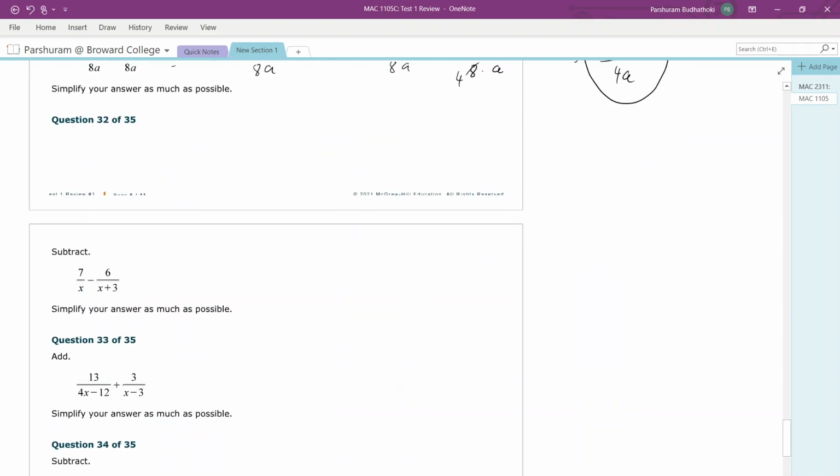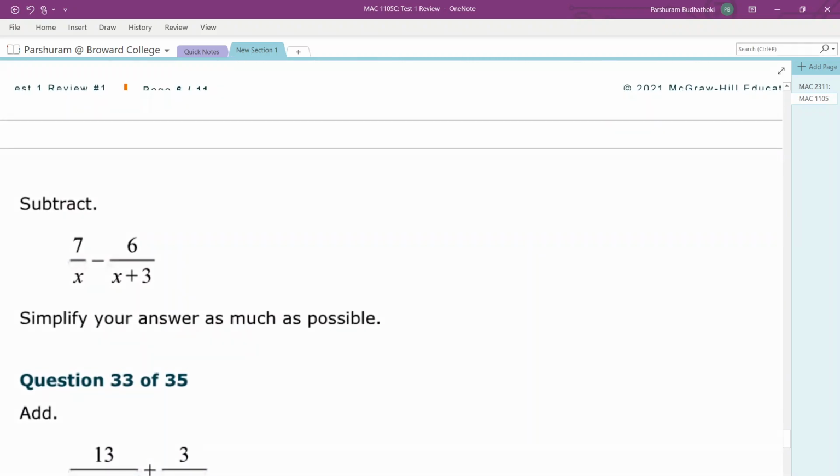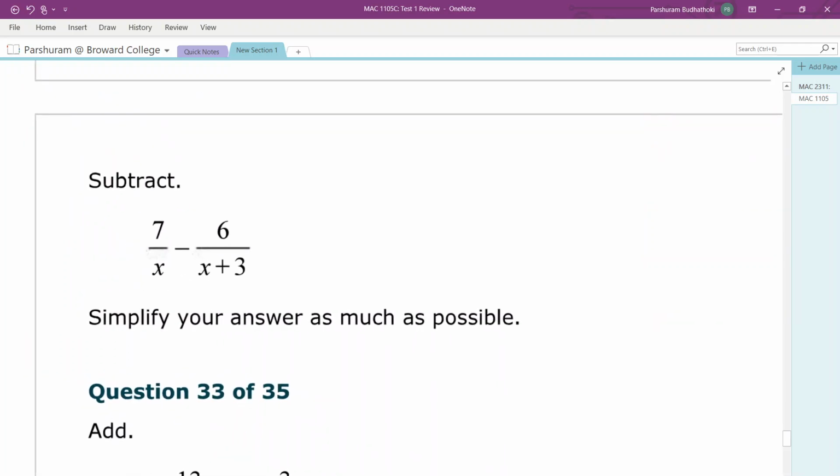For problem 32, to subtract a rational expression from another rational expression, we should have the same common denominator, but there are two different denominators, x and x plus 3. So we are going to find the LCD, the least common denominator, from these two denominators, and that is all the common factors times the uncommon factors. Here we don't see any common factor, so the least common denominator will be x times x plus 3.